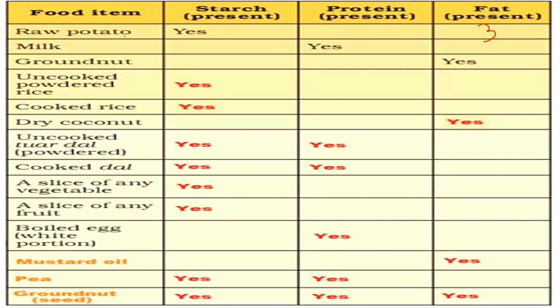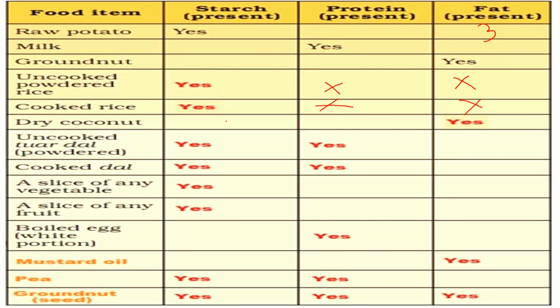Okay. First we'll go for raw potato. Does raw potato have fat? No. Raw potato does not contain fat. Next, milk? No. And groundnut? Yes, groundnut contains fat. Next, uncooked powdered rice. It also does not contain protein or fat. Cooked rice also does not contain protein or fat.